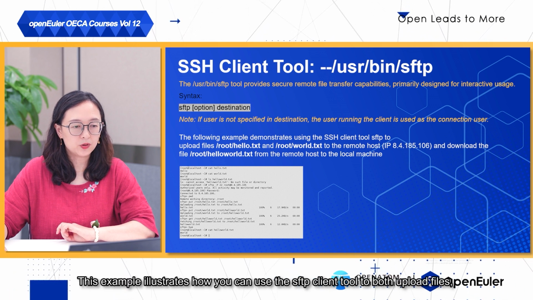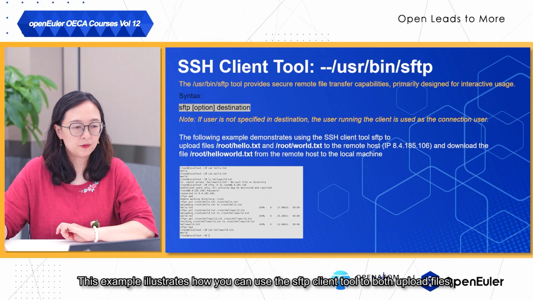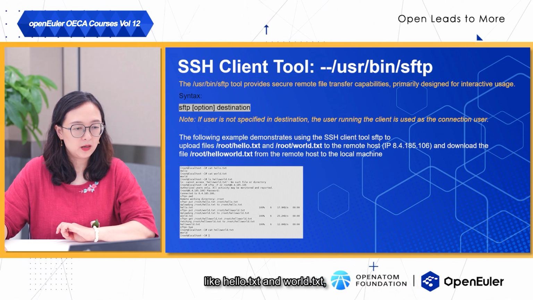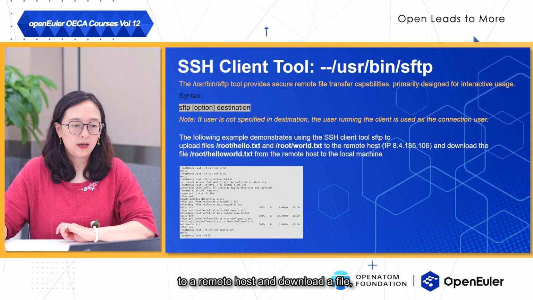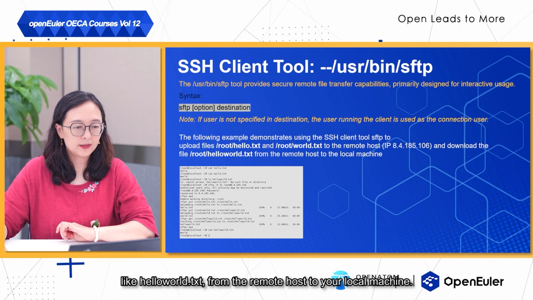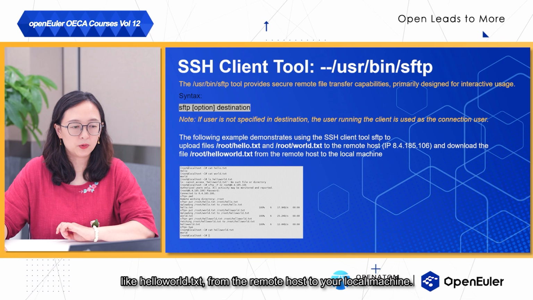This example illustrates how you can use the SFTP client tool to both upload files like hello.txt and world.txt to a remote host and download a file like hello-world.txt from the remote host to your local machine.